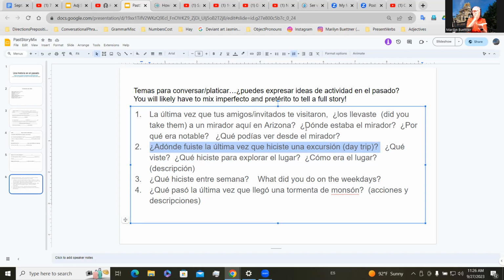And now we've got to use pretérito, okay? ¿A dónde fuiste la última vez? The last time. So we're talking about a definite point in time here. Not where you were going, but where you went, okay? We're going is iba, imperfecto, but where you went is fuiste, fue, okay? ¿A dónde fuiste la última vez que hiciste una excursión? Last time you did a little day trip.